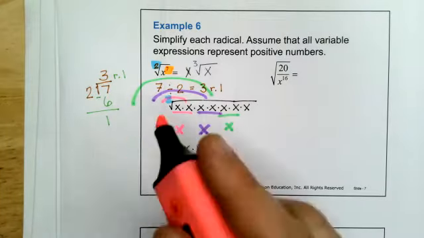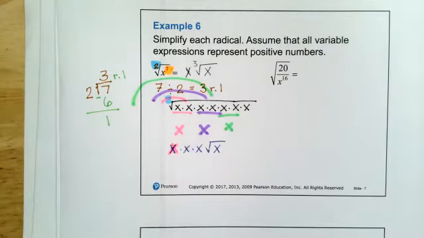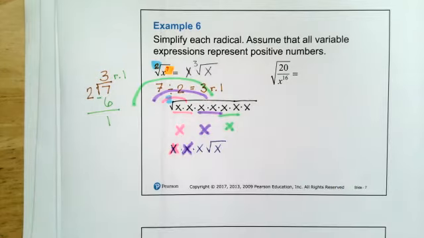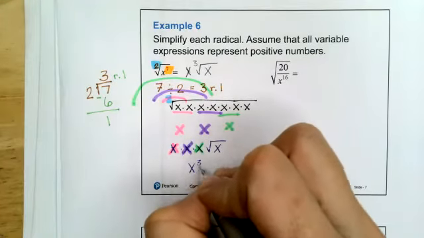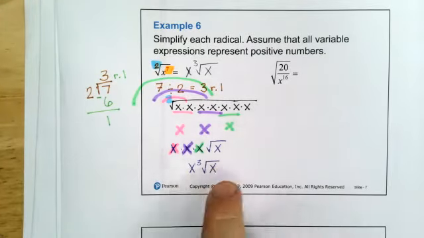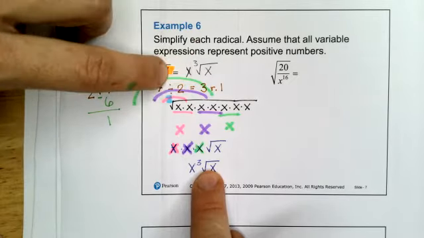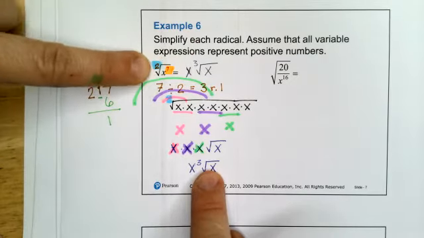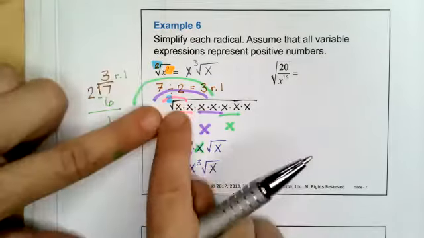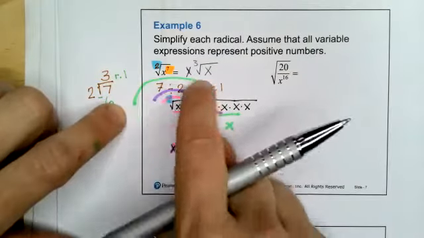That's the pink one. That's the purple one. That's the green one, right? x times x times x is just x to the third, square root of x. So we get the same answer whether you divide the exponent by the index, or you write it all out and take them out one step at a time.